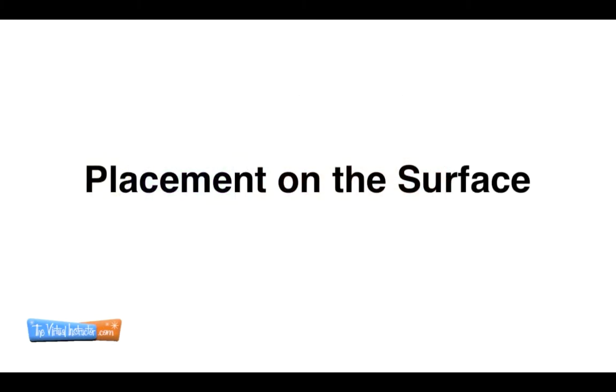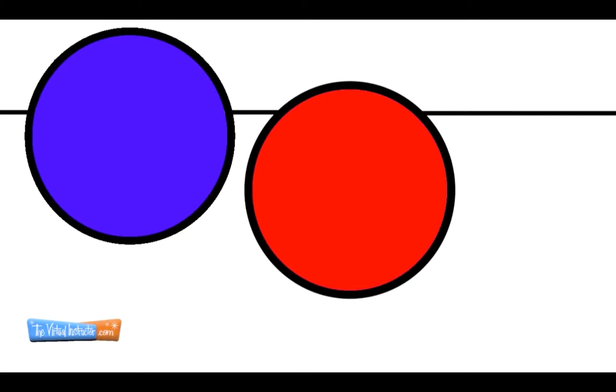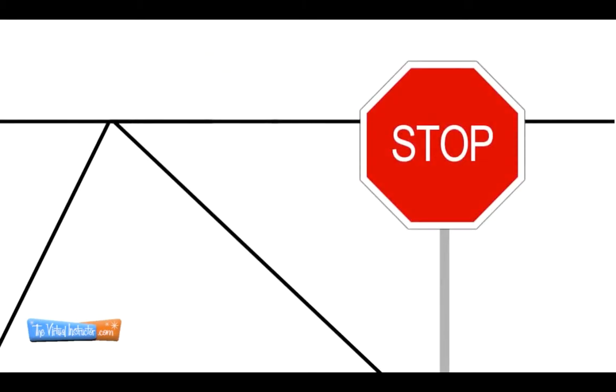Placement on the surface. If the object is higher, it will look like it's further away. So the red looks like it's in the foreground and the blue looks like it's in the background. Detail. As you can see with the stop signs, the further it gets away from you, the less clear the detail is on the stop signs.